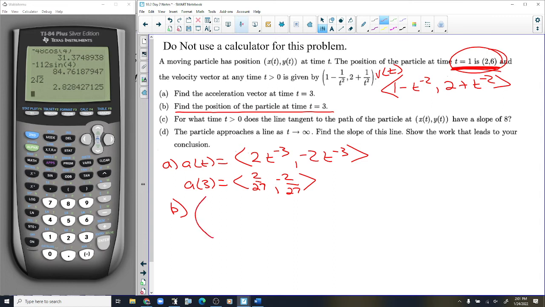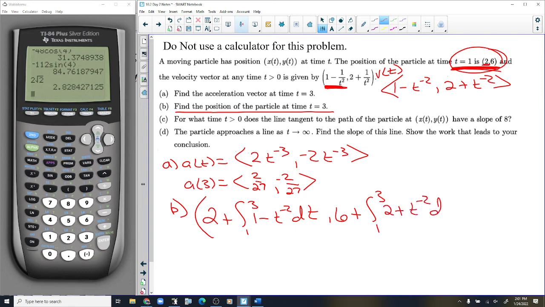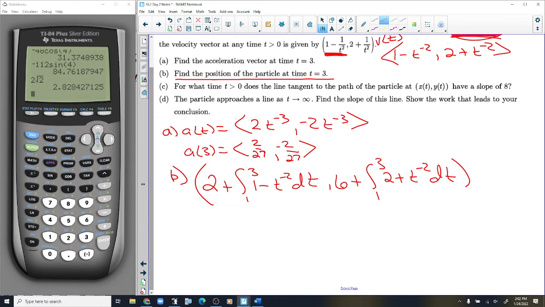So the x-coordinate will be 2 plus the integral from 1 to 3 of 1 minus, let's call it t to the negative 2 dt. So there, right there, and we grab that value, that 2 over there. The y-coordinate is 6 plus the integral from 1 to 3 of 2 plus t to the negative 2 dt. There we go. That's going backwards, from velocity back to position. And they went nice and forward for us. All right. We kind of already did something like this.